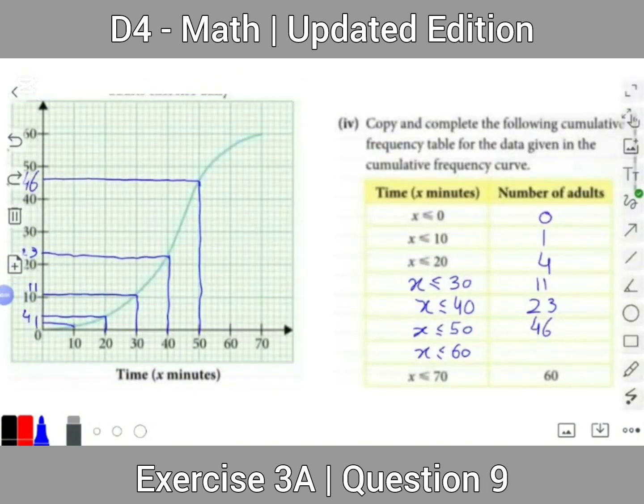Now for 60, we will draw a vertical line from the horizontal axis until it intersects the curve. Now from the point of intersection on the curve, we will draw a horizontal line until it cuts the vertical axis. So here we have the reading 56. So the cumulative frequency for x less than or equal to 60 is 56. So this is the complete frequency table. This is how we can easily complete the cumulative frequency table from the given cumulative frequency curve.